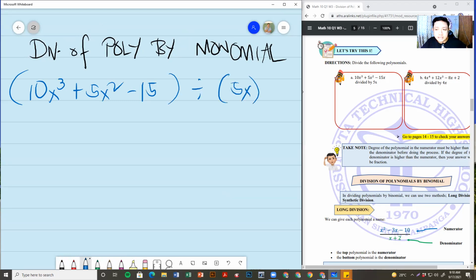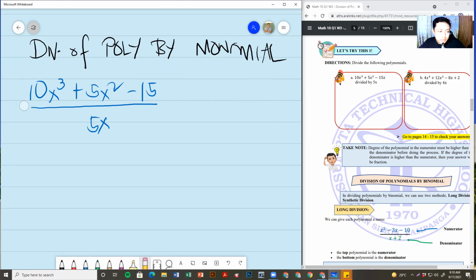5x. Actually, this statement, 10x cubed plus 5x squared minus 15x divided by 5x can be expressed in different ways. One way is by using this simple division symbol. Another one is by using the slash symbol for division. And some just write the 5x right below the polynomial. And that's also the same. So whichever way you make, they are all the same. Since we are dividing a polynomial by monomial, let's just do this one.